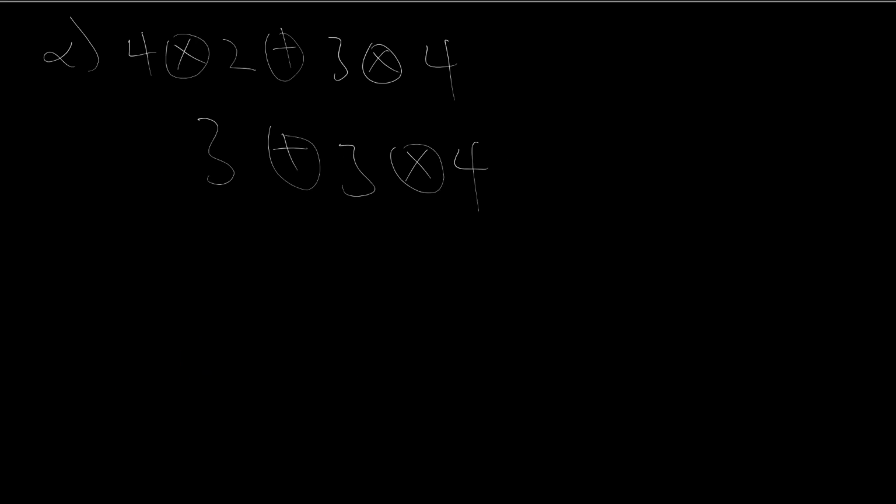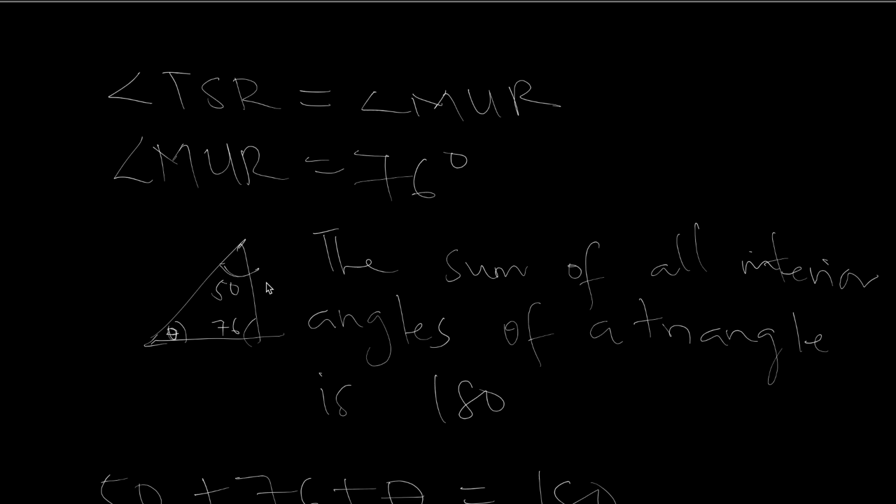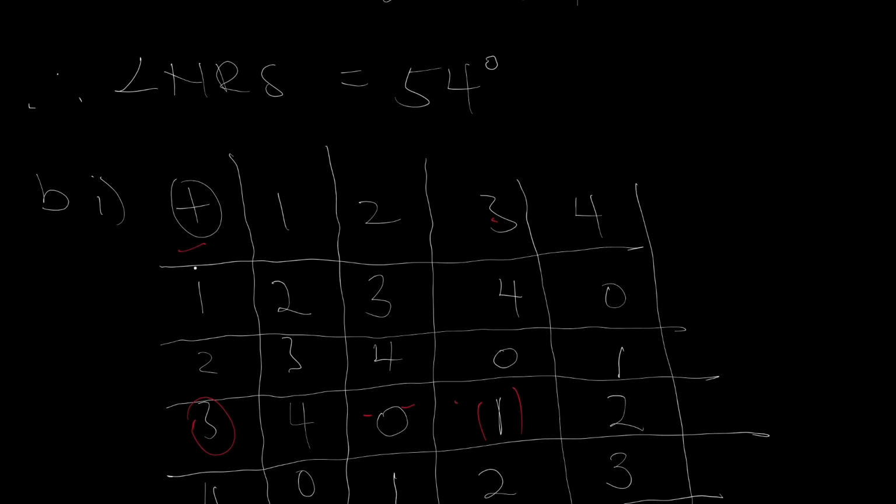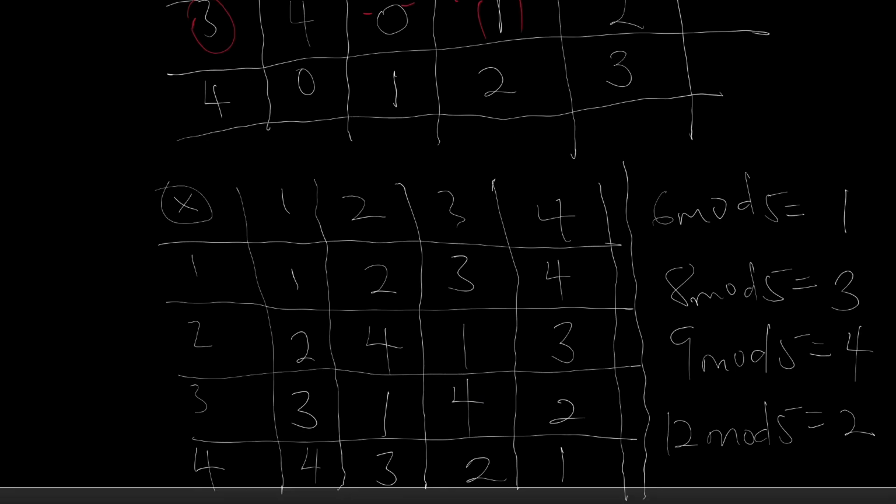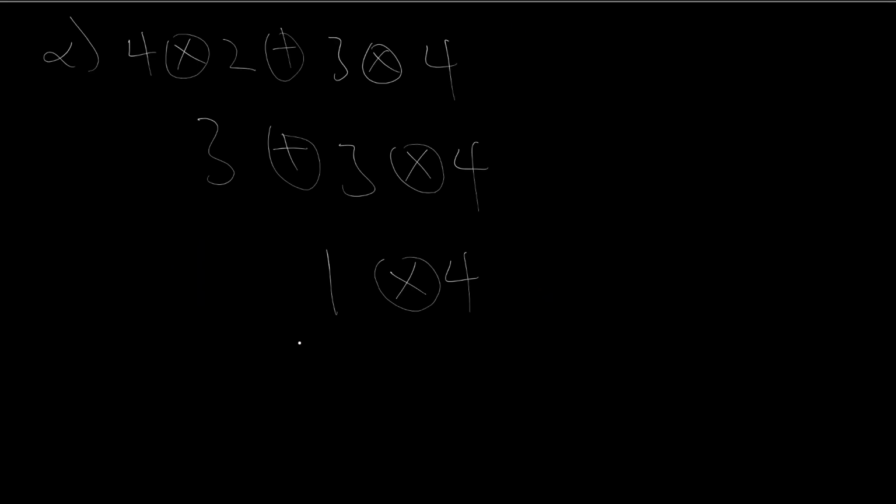So now we have 1 times 4. So we go back again to check 1 times 4. 1 times 4 is 4. So this gives us 4.